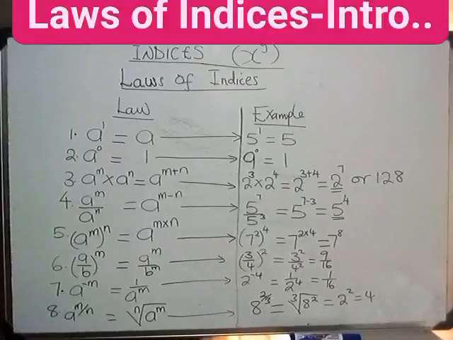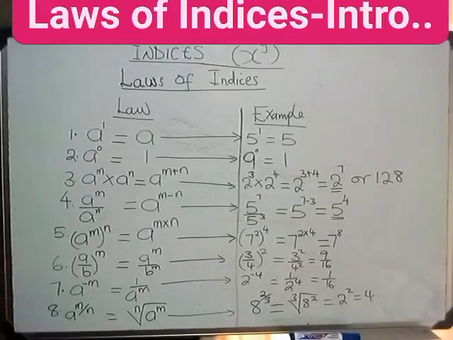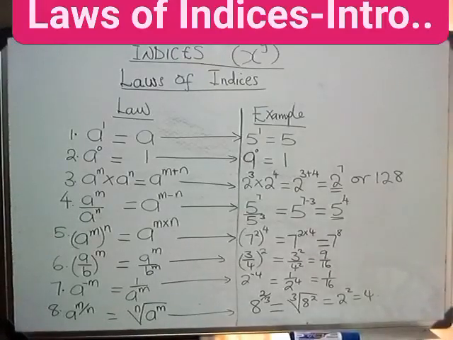We look at indices. These are expressions in the form of x to the power y, where x means the base and the y on top there means the index or the exponent. Indices, or index, is defined as the number of times a real number is multiplied by itself. So indices simply means the number of times a number is multiplied by itself.